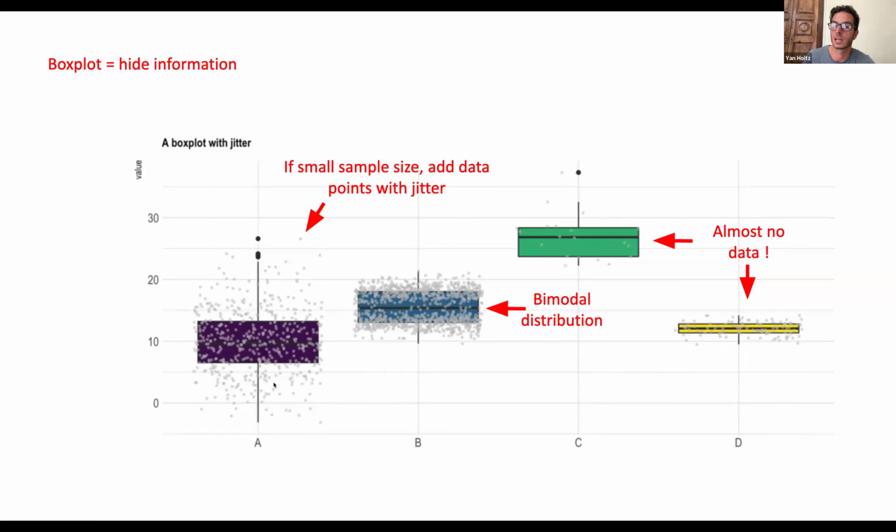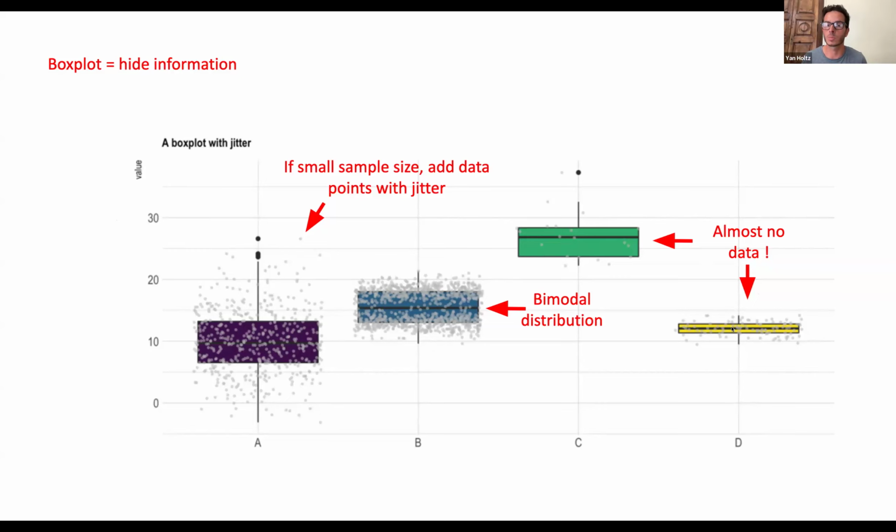This group has a lot of data points. This group has a lot of data points too. And as you can see, there is a bimodal distribution. There is like one group here and one group here. And that's something we had no idea about using the box plot. This group just has a few data points, and this one just a few data points too.